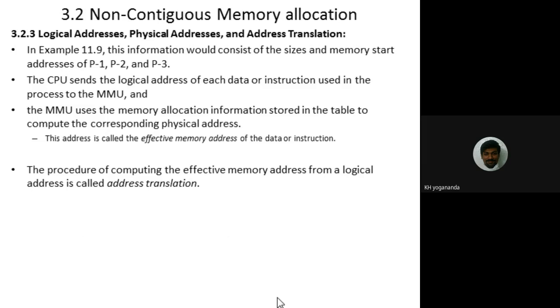First, we need to obtain the sizes and memory starting addresses of the components P1, P2, P3. Then that information will be used by the CPU, and it will send the logical address of each of these components and data or instruction to the MMU. The MMU uses this memory allocation information and computes the physical address. This physical address is called the effective memory address. The procedure of computing the effective memory address from a logical address is called address translation.